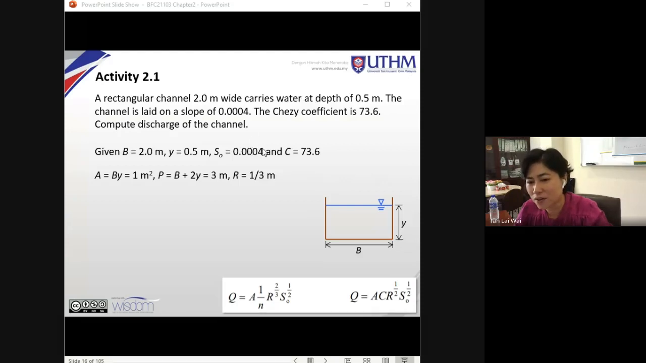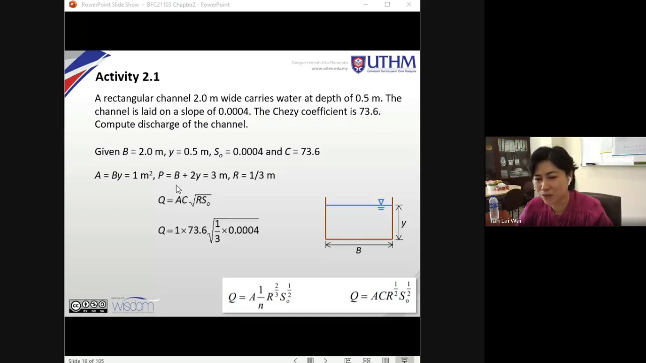Now, anything wrong with my hydraulic radius here? Nothing, right? The unit is meter, because area is meter squared and wetted perimeter is meter, so your hydraulic radius should be in meter as well. So therefore, you already have A, C, R, and S naught. You can substitute all the known values. You should be able to get your rate of flow, which is 0.85 meter cubed per second.